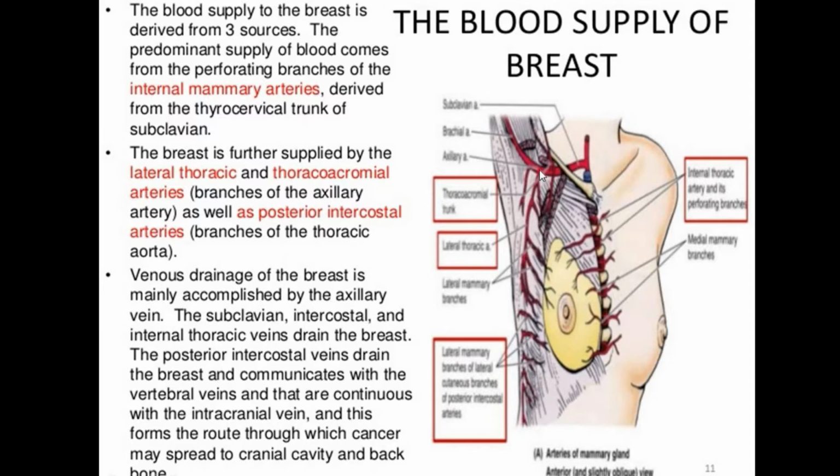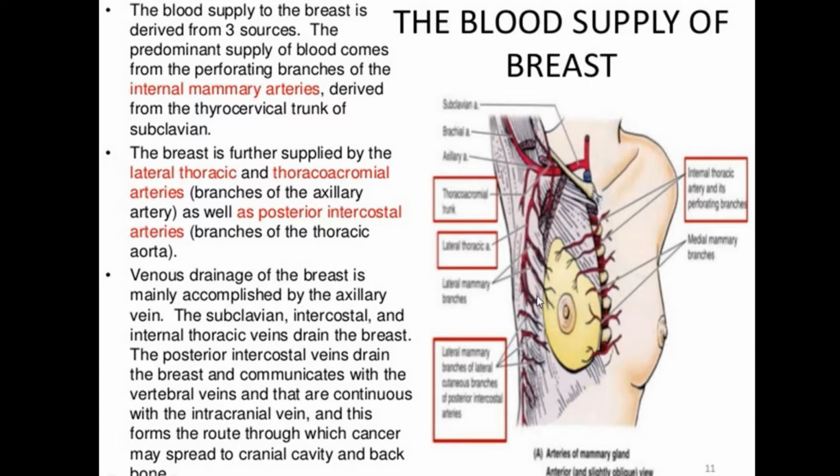The branches that arise from these main supplies are as follows. The medial part of the breast is supplied by the internal mammary arteries. These are branches of the subclavian artery, although they arise from the thyrocervical trunk of the subclavian artery. The upper lateral part and the outer quadrant are supplied by the lateral thoracic and the thoracoacromial arteries. These are branches of the axillary artery. And the lower outer quadrant is supplied by the posterior branches of the posterior intercostal arteries.